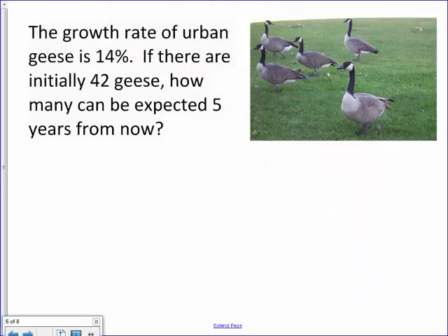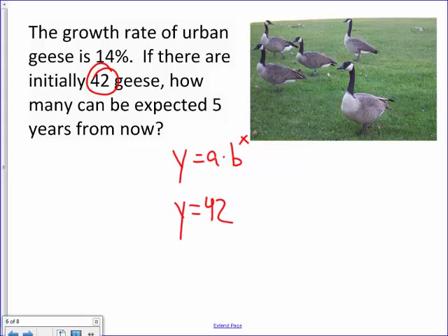So this deals a little bit with our recursion. For example, the growth rate of urban geese is 14%. If there are initially 42 geese, how many can be expected 5 years from now? Here is our formula. y equals starting value 42. What would be our common ratio? It's going up 14%, so we take 1 plus 14% as a decimal, which is 0.14. So it's like you're looking at 114% of 42 each time. That's how you increase 14%. And we're looking for 5 years, so this would be our time.